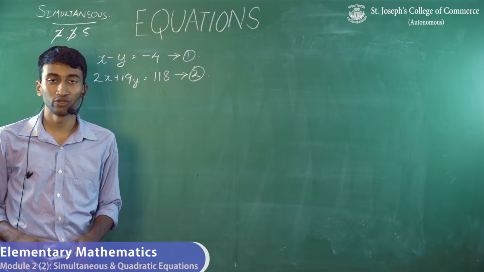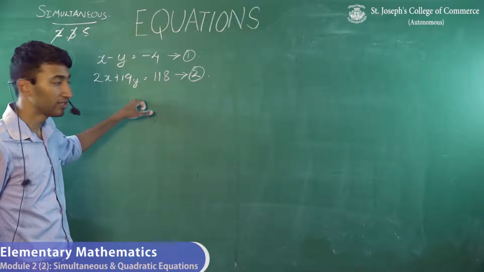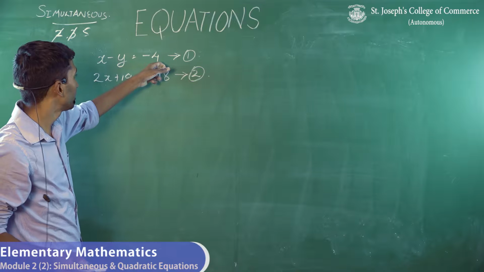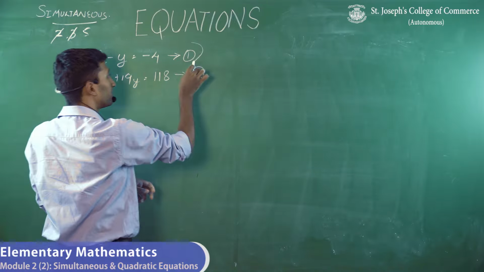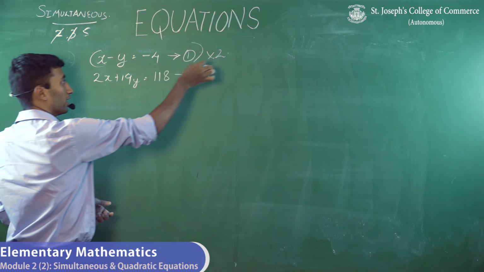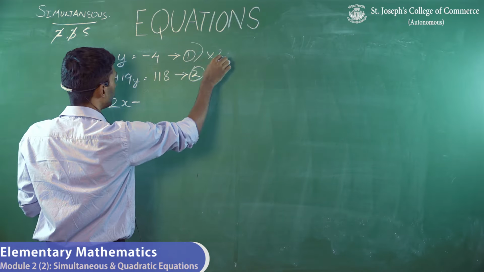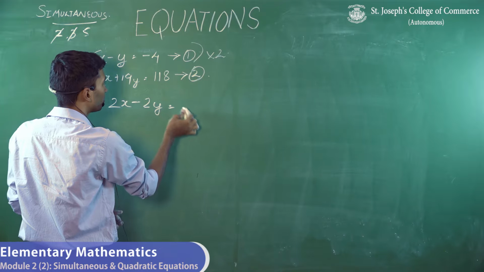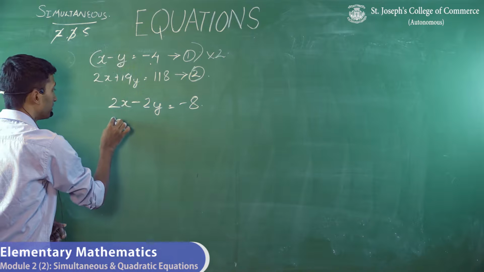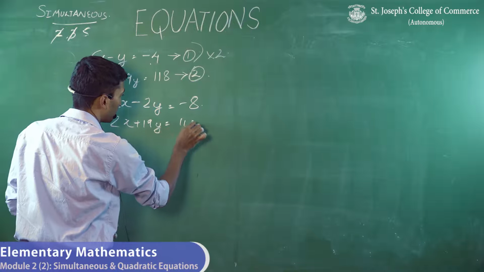As we solved the two equations, x minus y is equal to minus 4 and 2x plus 19y is equal to 118. Since already it is 2x here, in the first equation we can just multiply this first equation by 2 so that we can cancel out x. So x into 2 will give me 2x, minus y into 2 will give me 2y, equals to minus 4 into 2 will give me minus 8. And then the second equation is written as it is, 2x plus 19y is equal to 118.